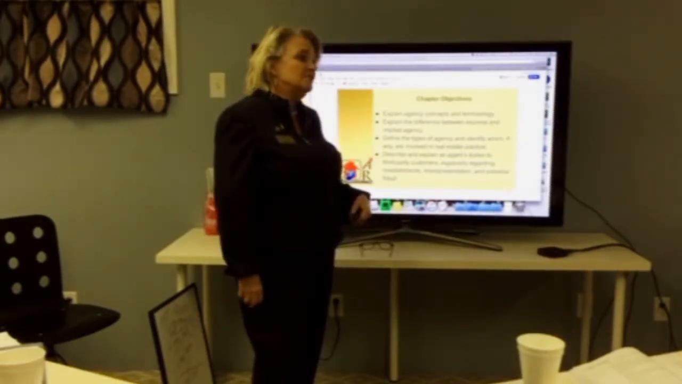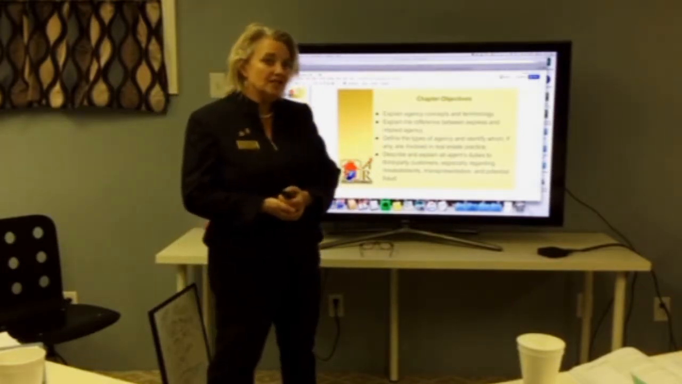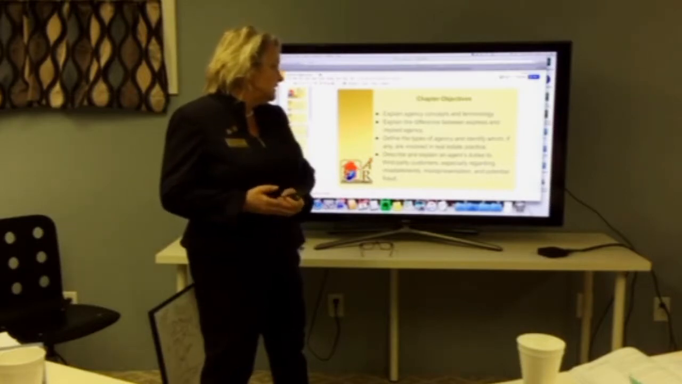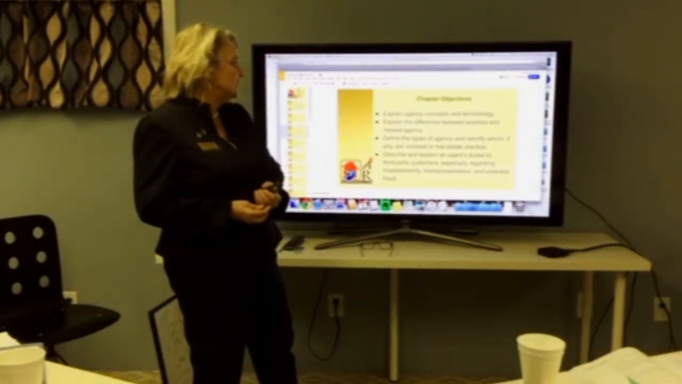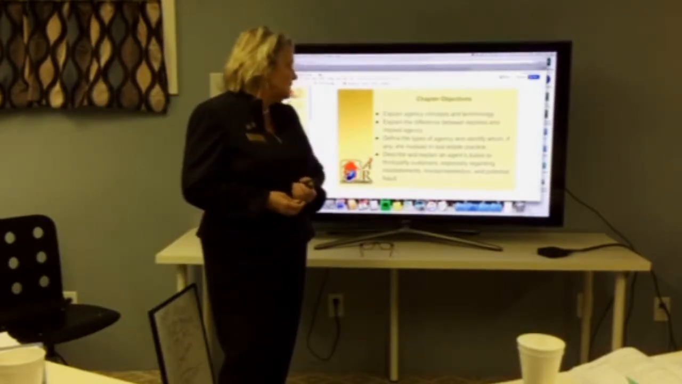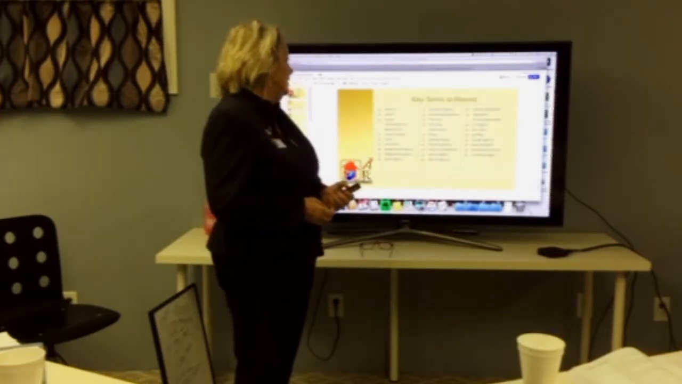Okay, so what we're going to do in this chapter is explain agency concepts and terminology, explain the difference between express and implied agency, define the types of agency and identify which, if any, are involved in real estate practice, and describe and explain an agent's duties to third-party customers regarding misstatements, misrepresentation, and potential fraud.